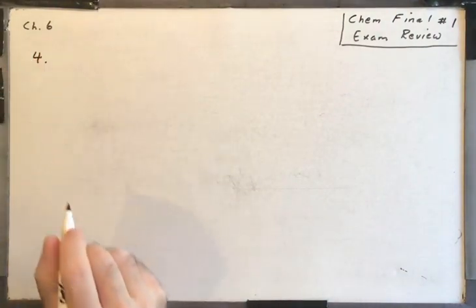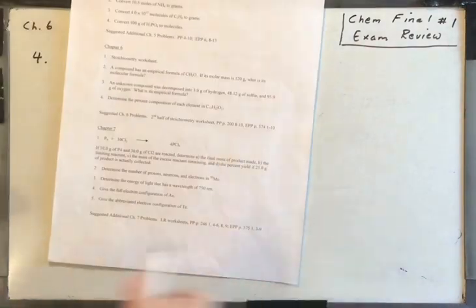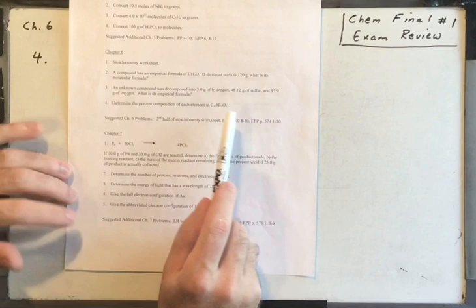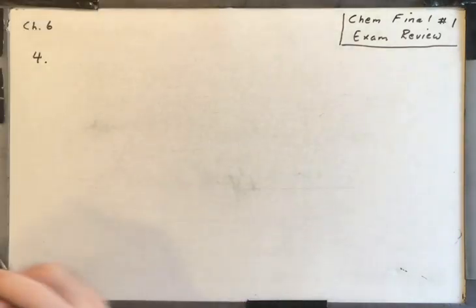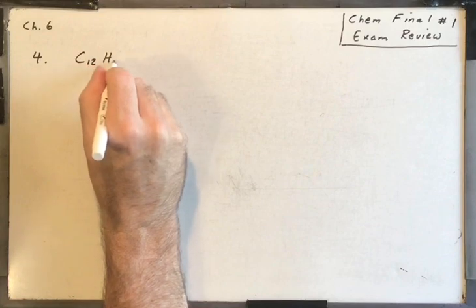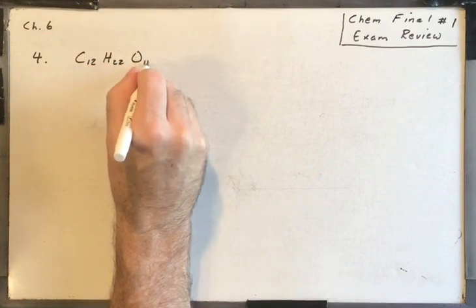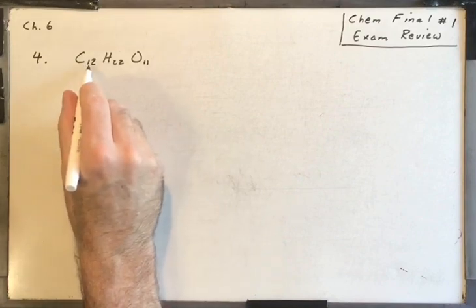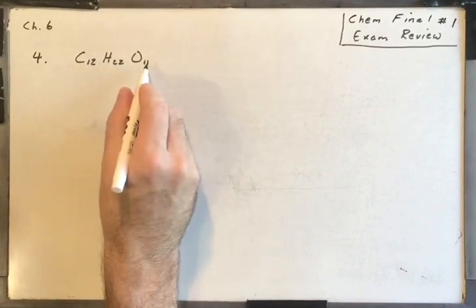All right, number 4 says, determine the percent composition of each element of C12H22O11. All right, these aren't very hard. You want to be able to do this. Okay, so what we have to do is we have to add all of this up.